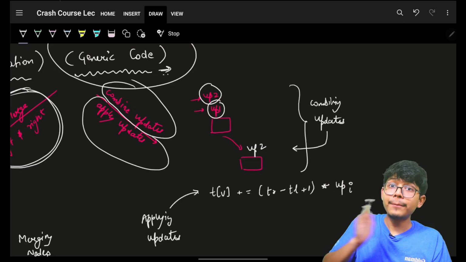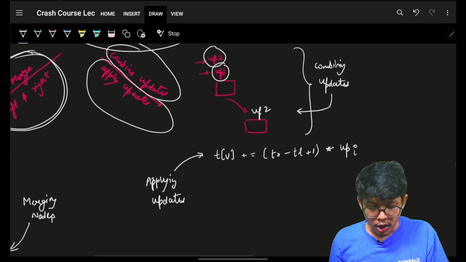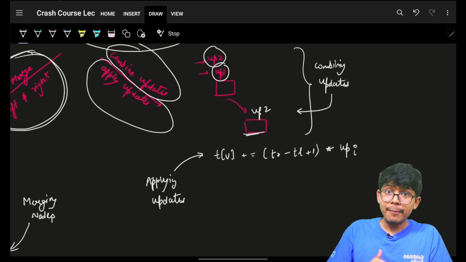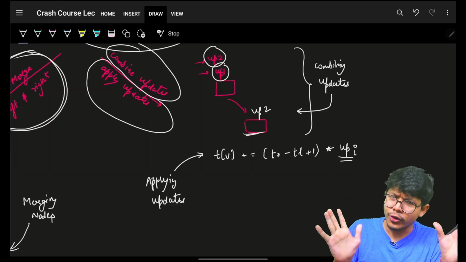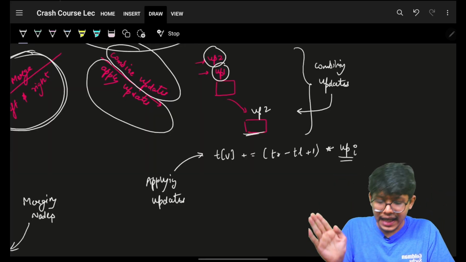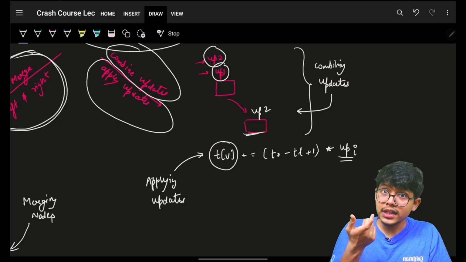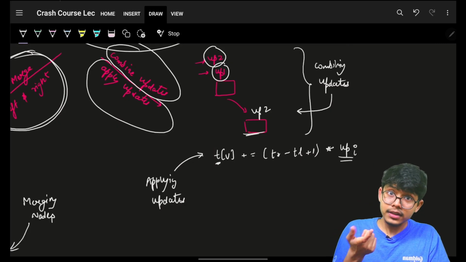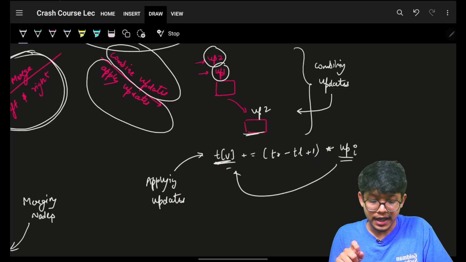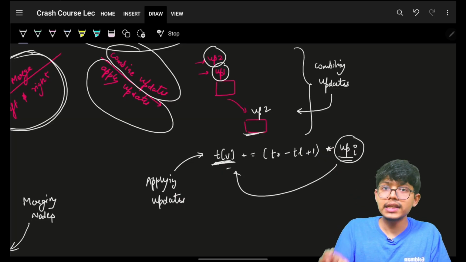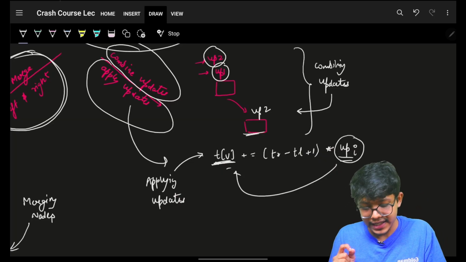This is my combining logic. Now, after combining, I should have an applying logic. If you have got this updated value, apply that to the current node of the tree. We remember T is the tree node for us. So I will apply that update on the current node. That is the applying logic.